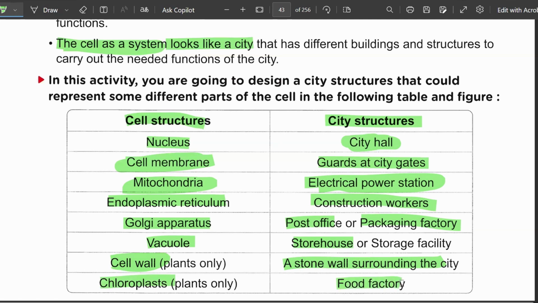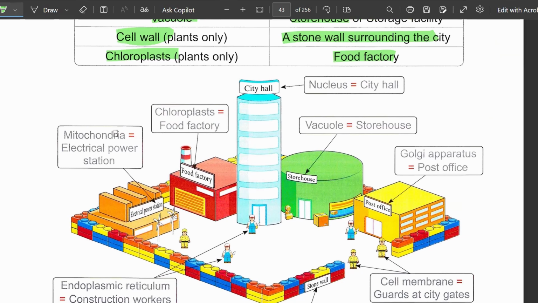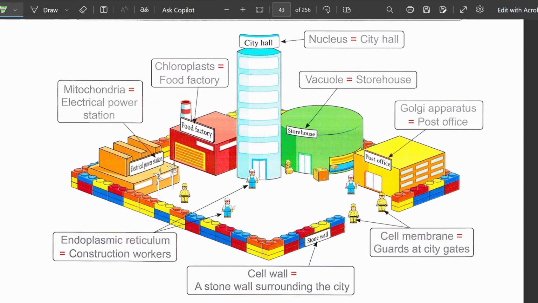So the city structure looks like the cell structure. City and cell are similar. So the cell structure and city structure are almost the same. Let's take a look at these pictures together. Okay. This is a city structure like a cell structure.